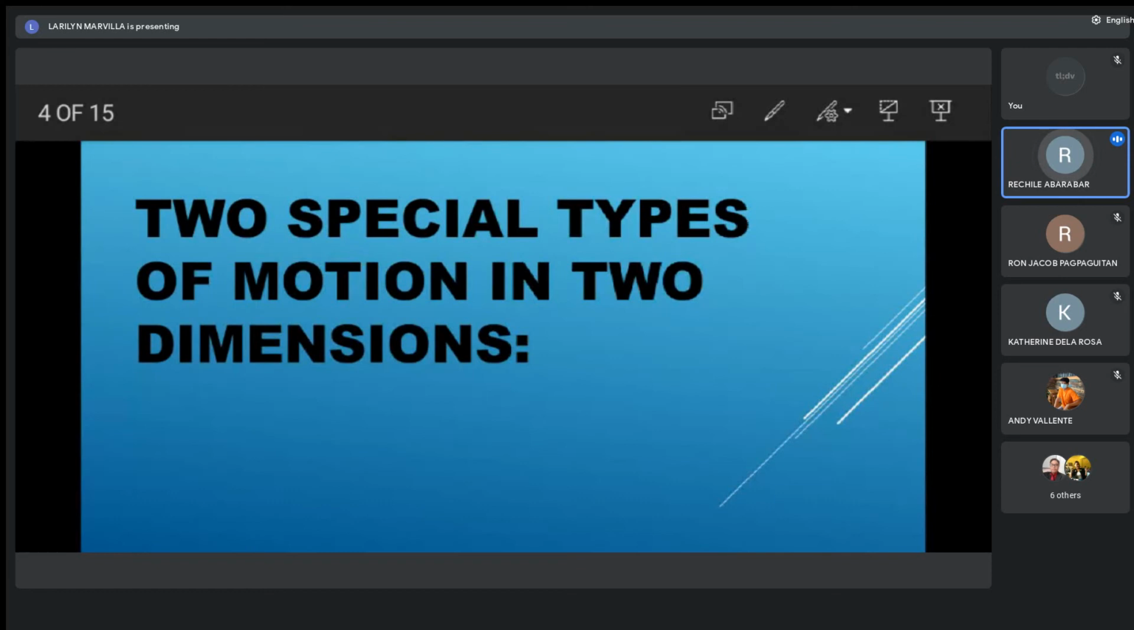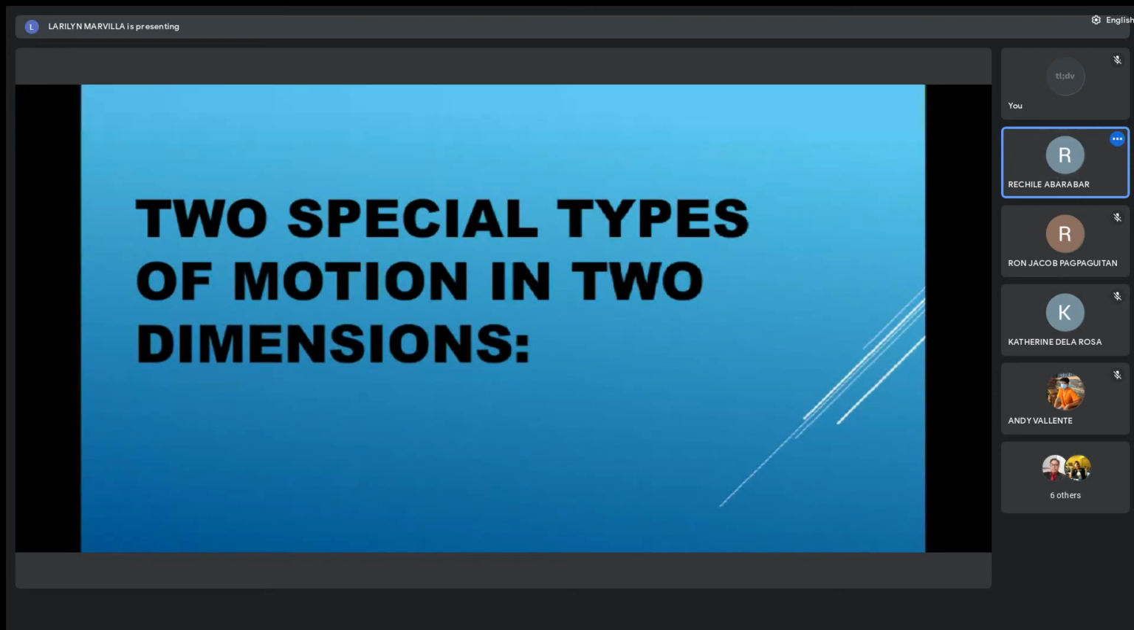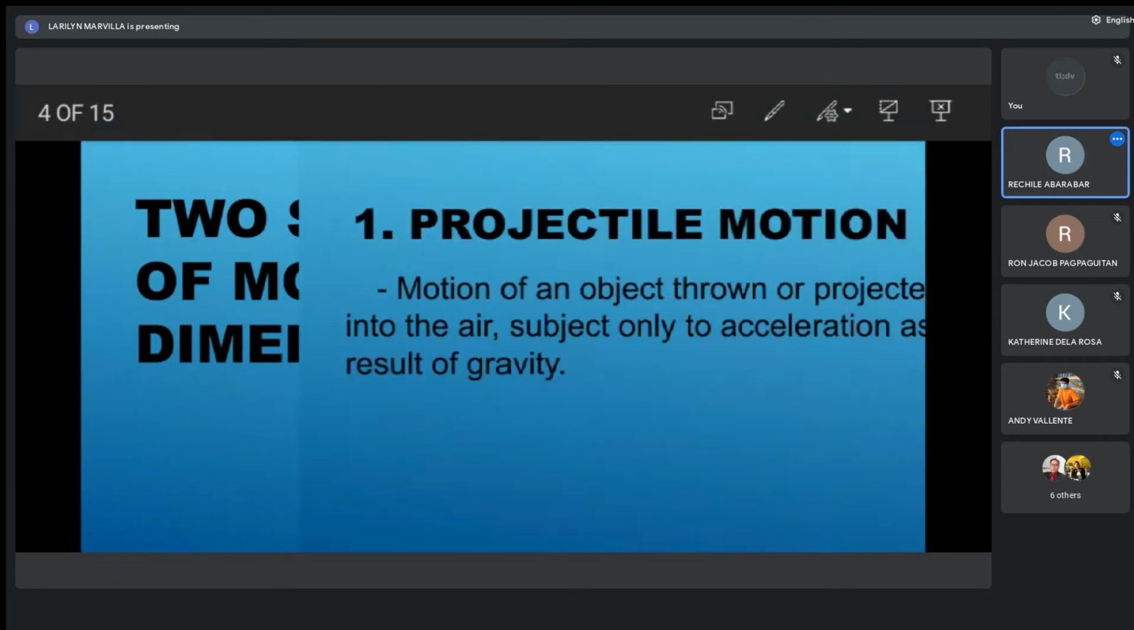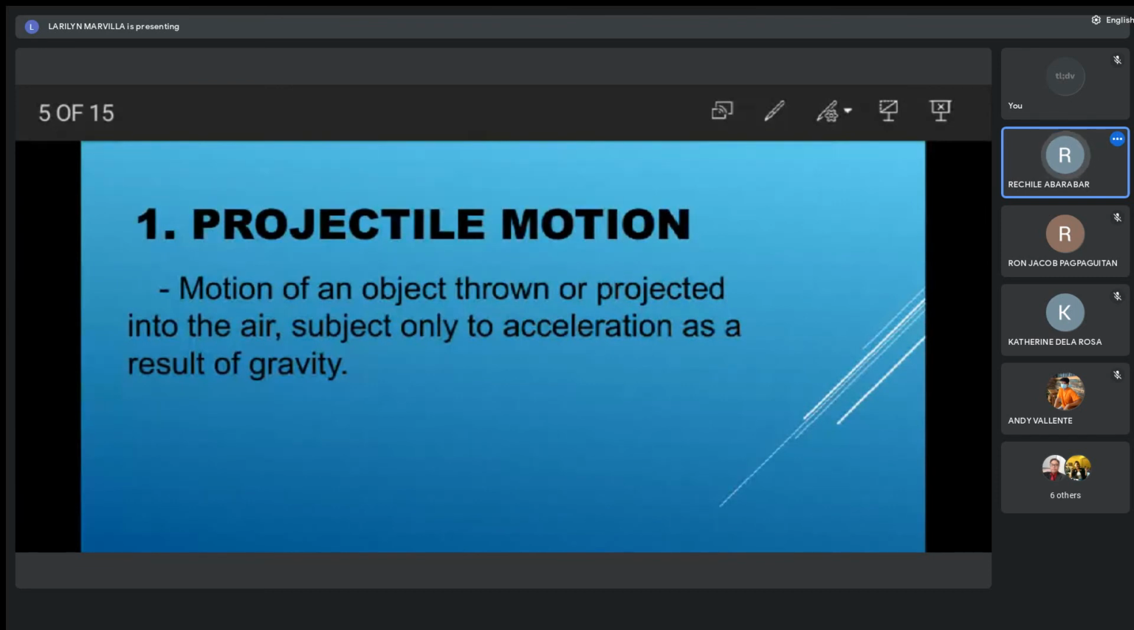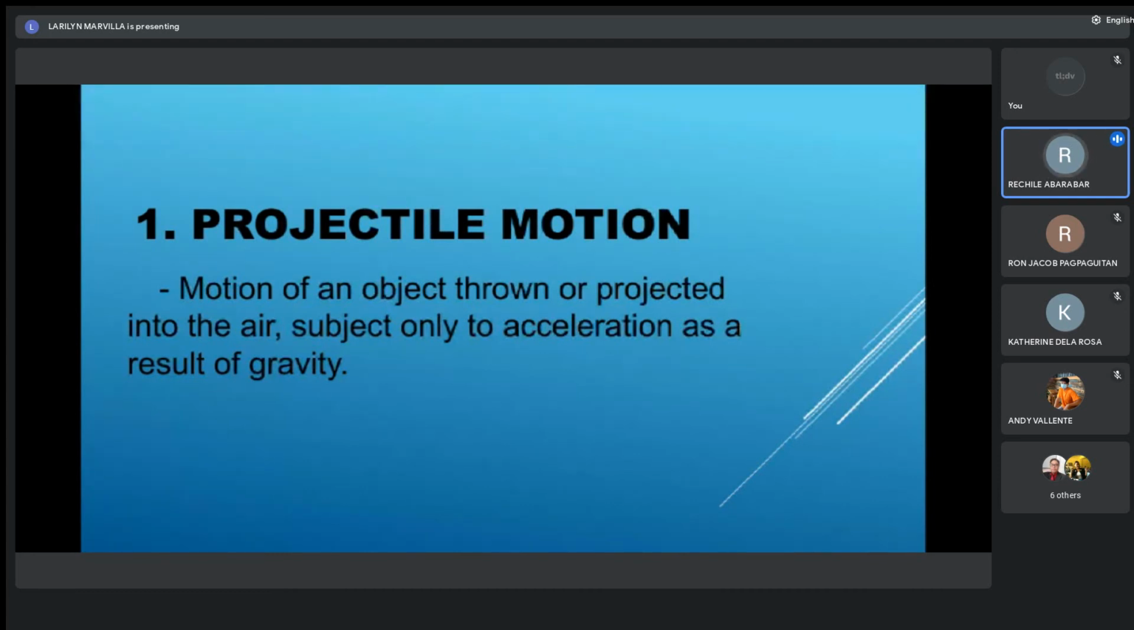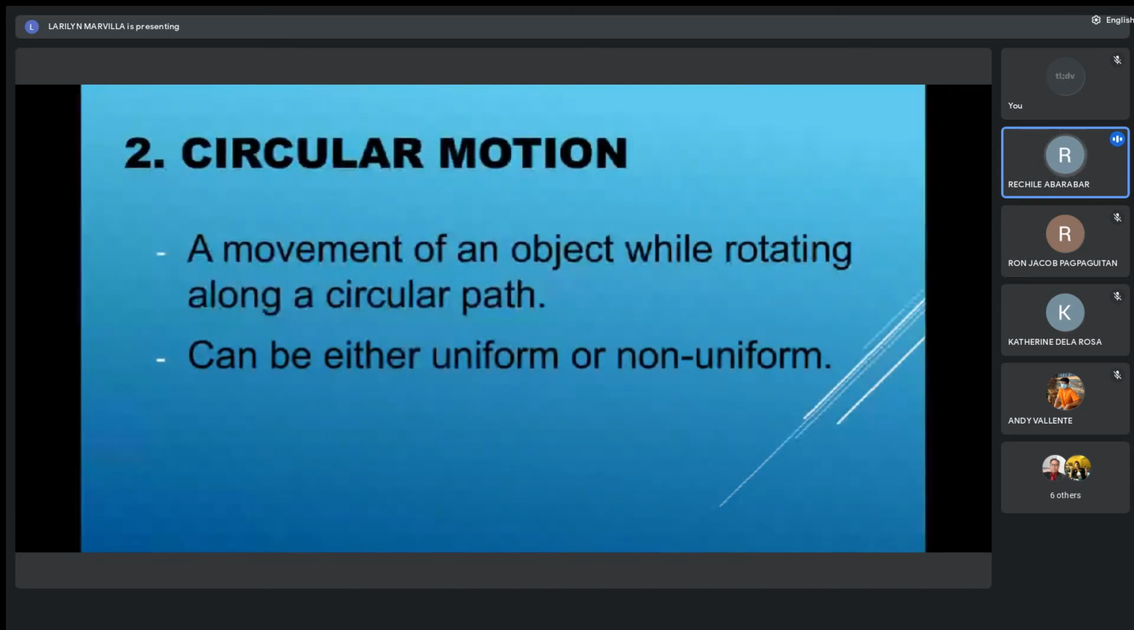Okay. Two special types of motion in two dimensions. Next, Larilyn. Number one, projectile motion: motion of an object thrown or projected into the air, subject to acceleration as a result of gravity. And number two, circular motion: a movement of an object while rotating in a circular path, which can be either uniform or non-uniform.